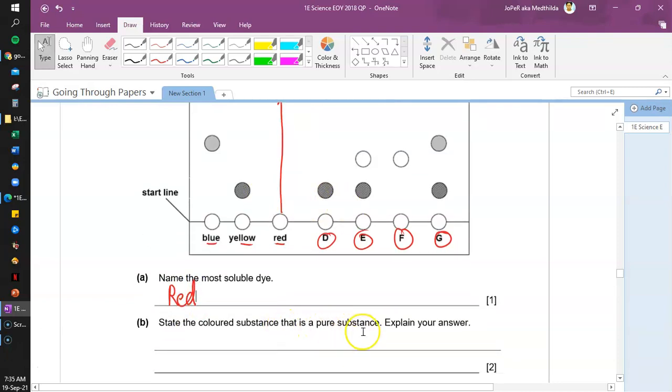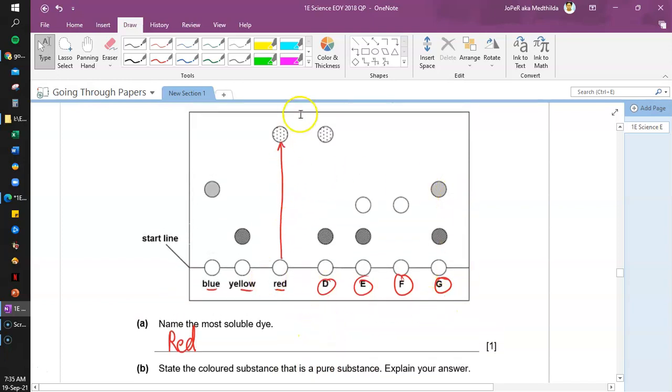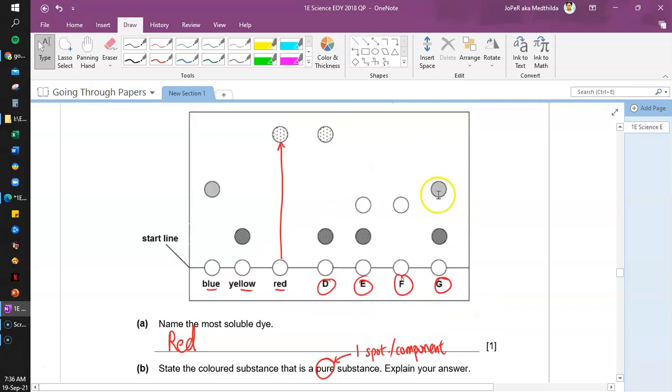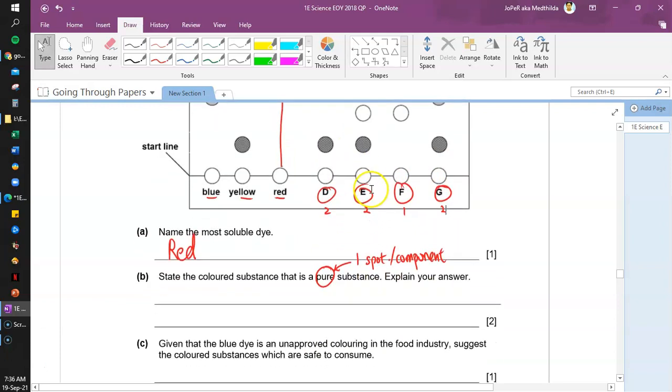State the colored substance that is a pure substance. So these are the 4 colored substances over here. Which of them are pure? For it to be pure, generally you should see only one spot, or one component. If you look through all of them, this one has 2, 2, 1, 2. So 2 components, 1 component, 2 components, 2 components over here. Therefore, F is the pure substance because it only has 1 component. Or you can say there's only 1 spot.